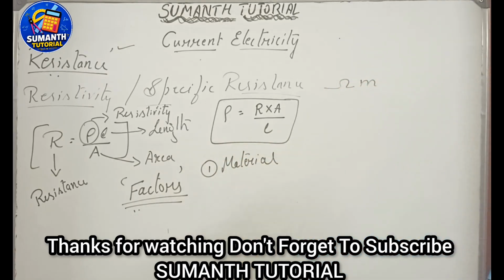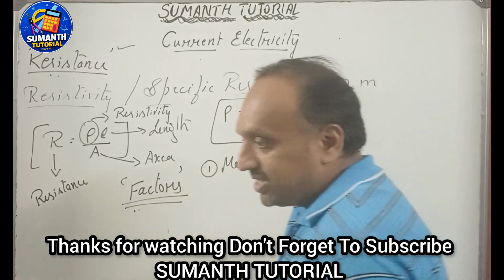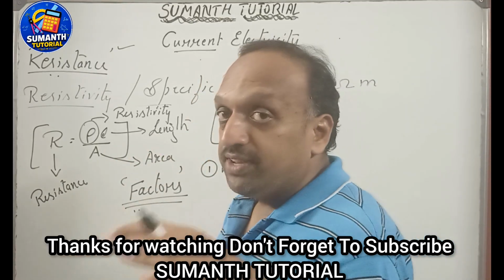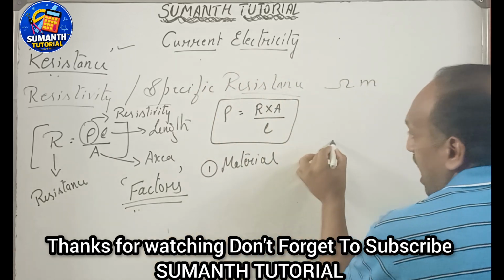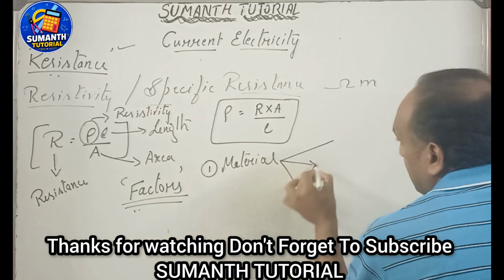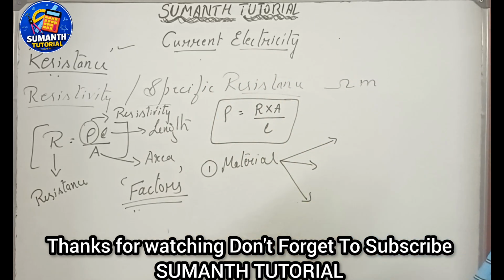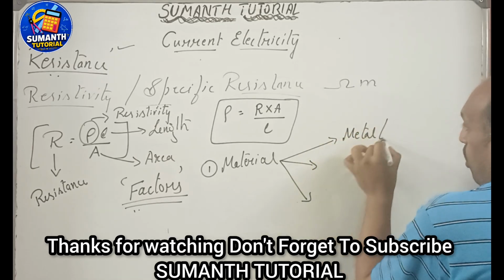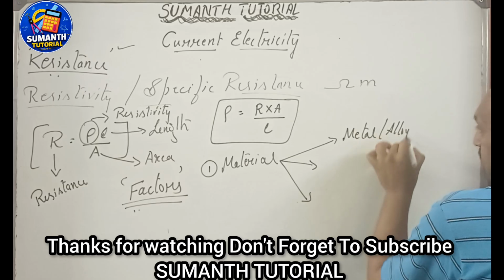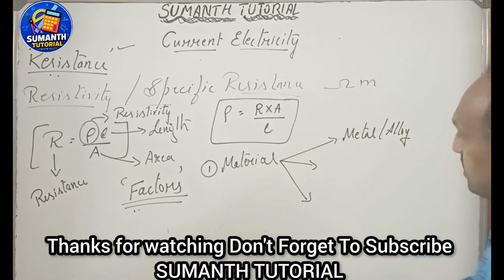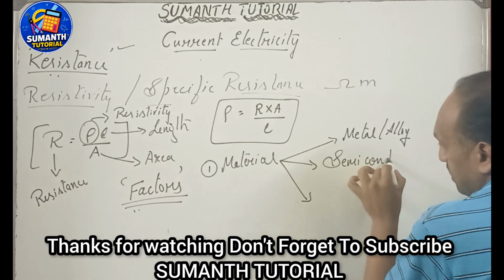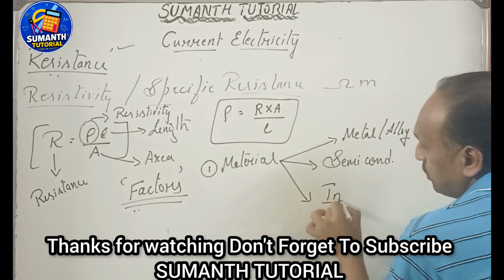Material is important. Now, if I want to group it, on which material this resistivity or the specific resistance depends, I will divide it under 3 categories. Which are the 3 categories? First is metal or alloy. Second one is semiconductors. And the last one is insulators.